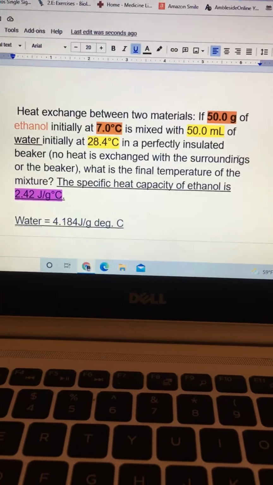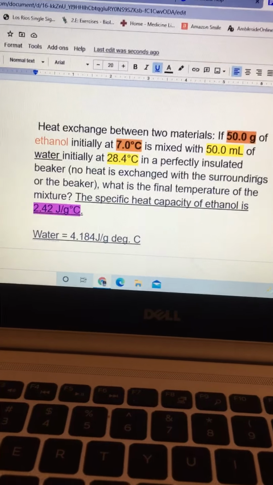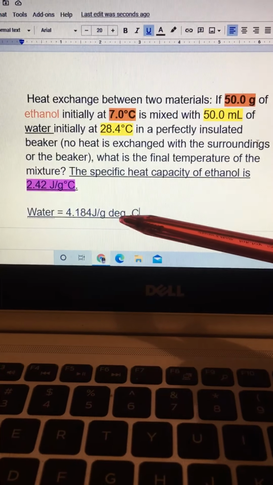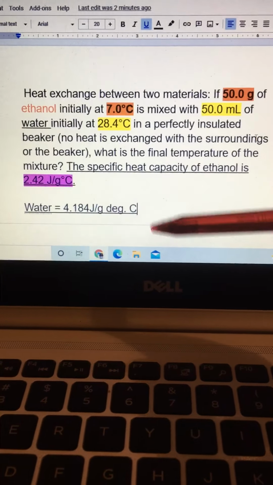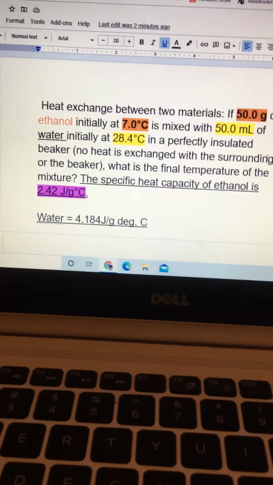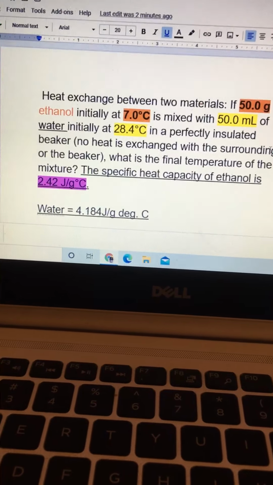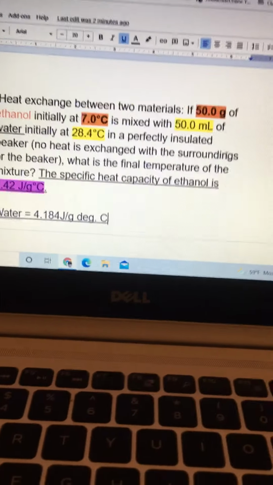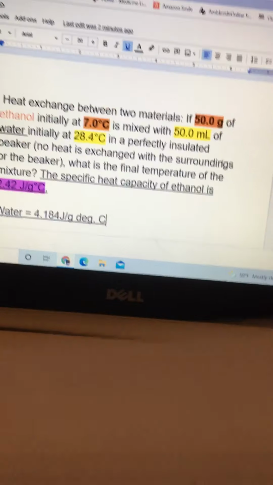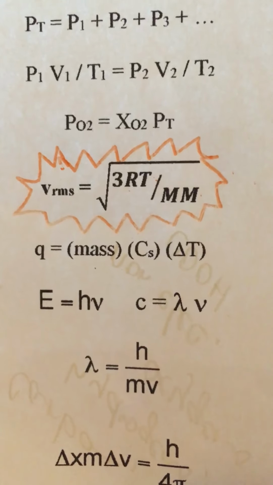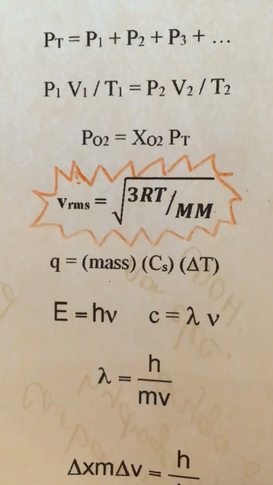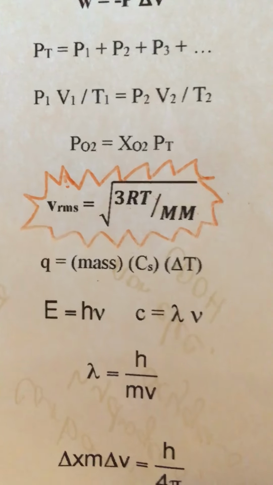And for this problem, we have to know that the specific heat capacity of water is 4.184 joules per gram per degree Celsius. So that is why that is there. So writing this all out, we do have an equation. This is one of the reasons I love chemistry, because there are so many equations we can refer back to. So we have Q equals mass times specific heat capacity times delta T, the change in temperature.